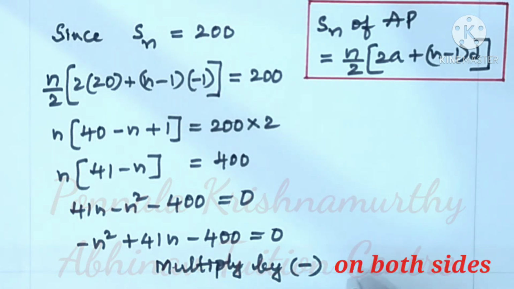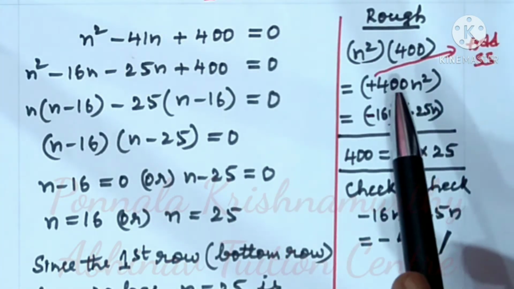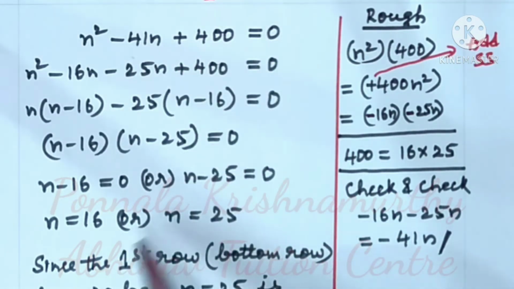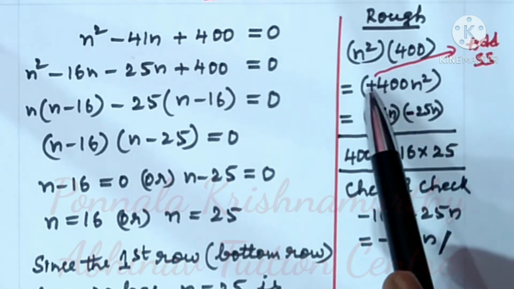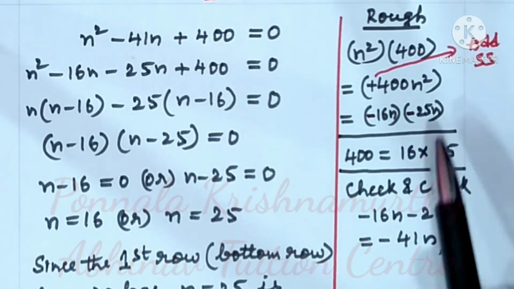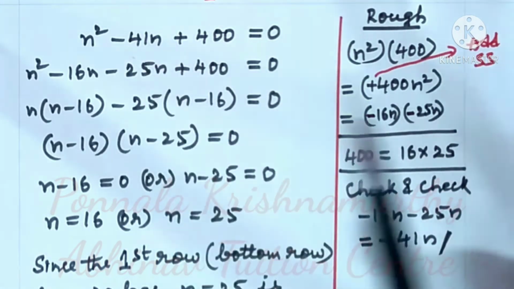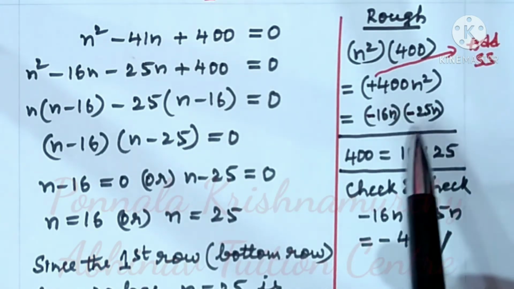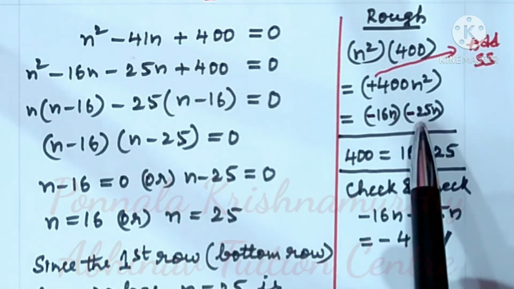Multiply by minus 1 on both sides. n square minus 41n plus 400 is equal to 0. Now we have to factorize and get the values of n. n square into 400 is equal to plus 400 n square. Since this is plus, we have to add the factors and the factors should have same signs. Factors for 400: 16 into 25. If you add 16 and 25, we will get 41. Since we need same signs, here we have minus, so both should have minus signs.